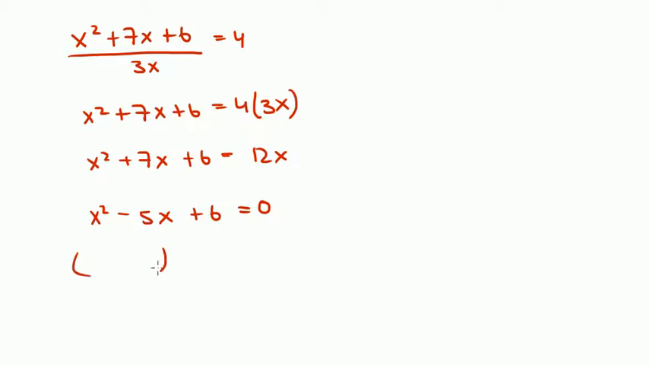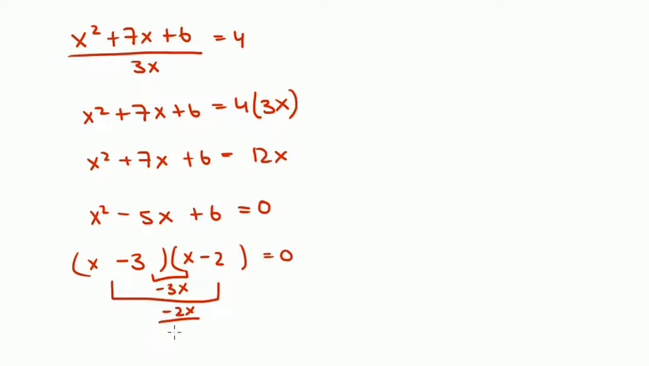I have my quadratic equation, so I need to factorize and solve to find two values for x. So I'm going to use minus 3 and minus 2, because minus 3 times minus 2 gives me plus 6, and when I multiply the inside 2 and the outside 2, I get minus 5x. So letting each factor be equal to 0, I get x equals 3 and x equals 2.